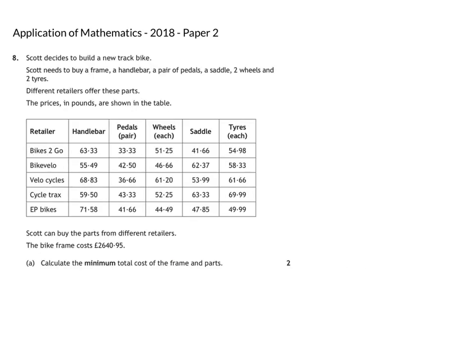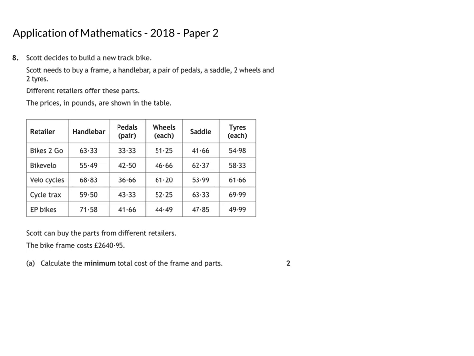Scott decides to buy a new trail bike. He needs to buy a frame, a handlebar, a pair of pedals, a saddle, 2 wheels and 2 tyres. Different retailers offer these parts. The prices in pounds are shown below. So Scott can buy his parts from different retailers. The frame costs £2,640.95. Calculate the minimum possible cost.